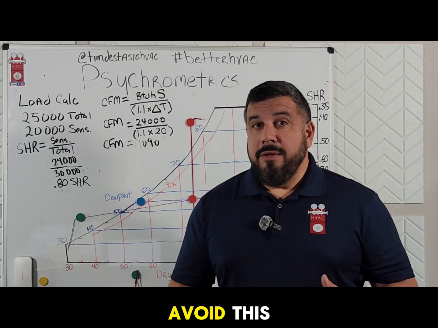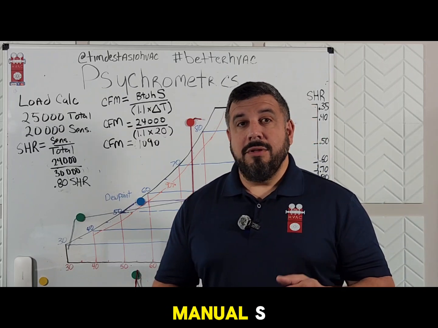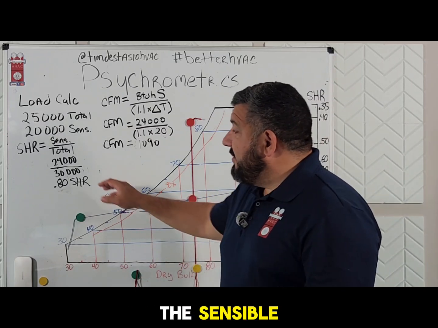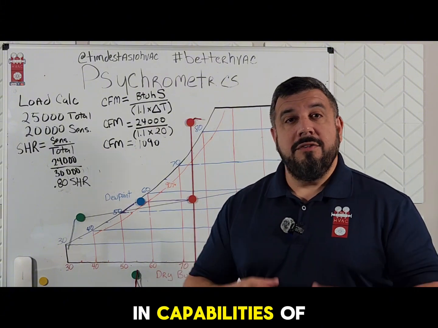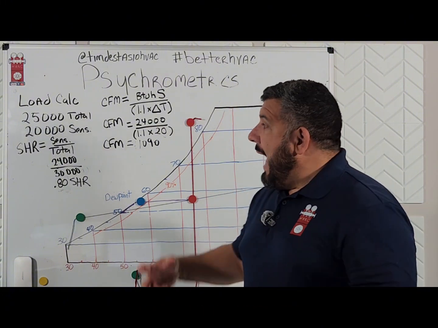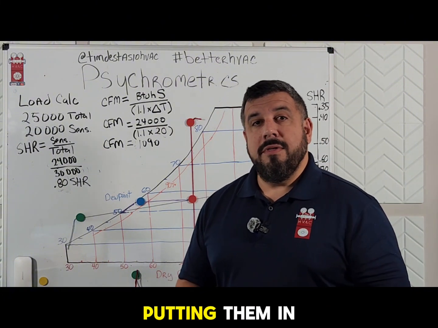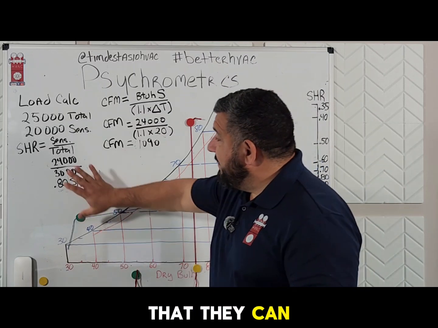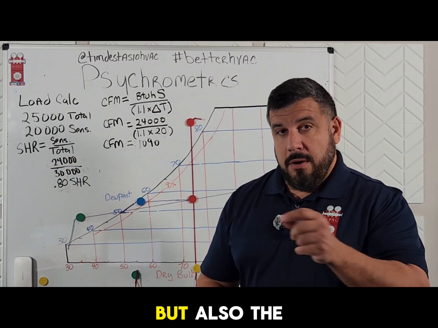So how do we avoid this? We've got to do ACCA Manual S, which means that we match the sensible and the latent capabilities of the system that we're putting in at the design conditions that we're putting them in, to make sure that they can satisfy not only the sensible load, but also the latent load.